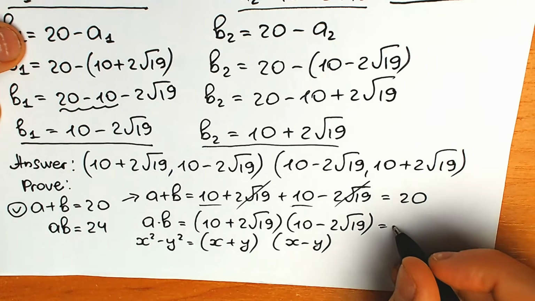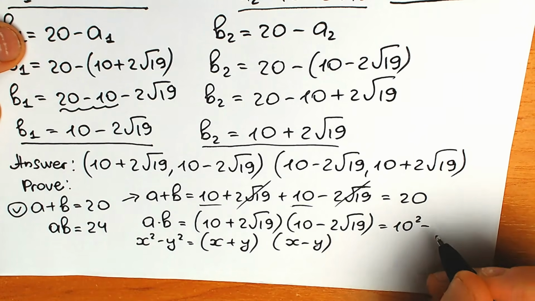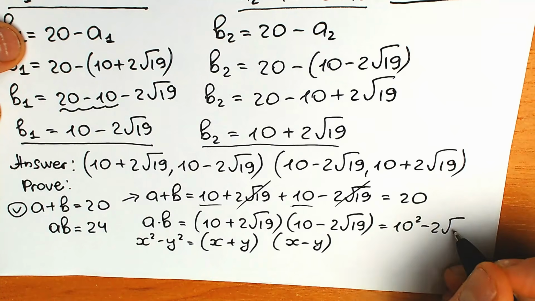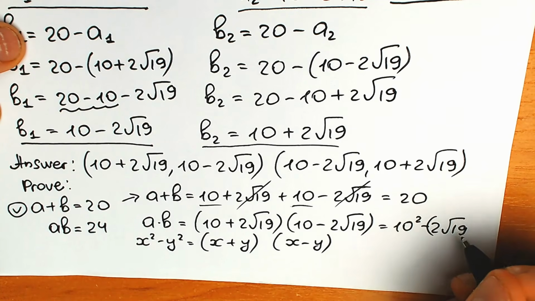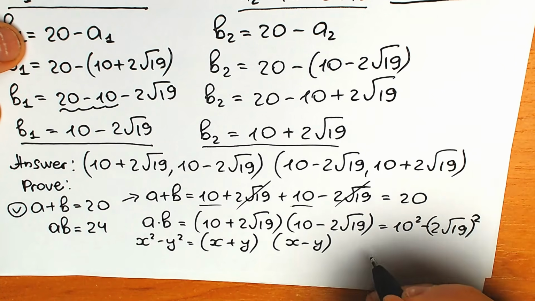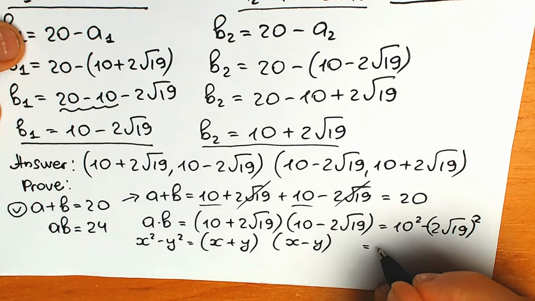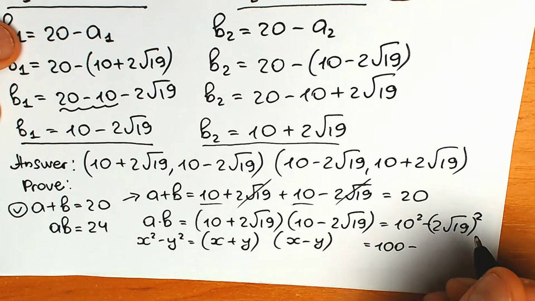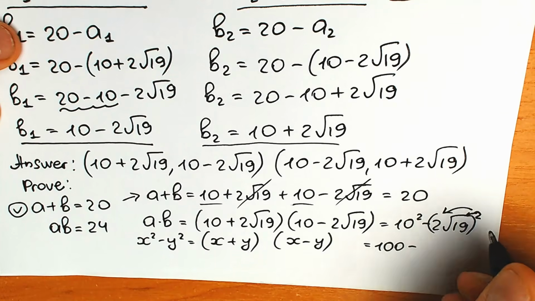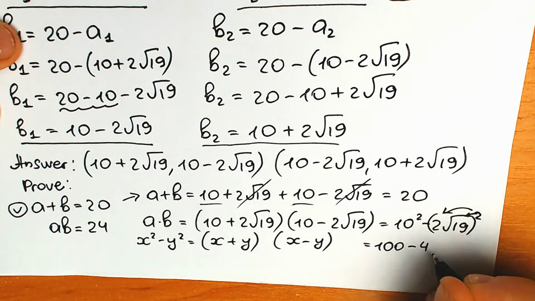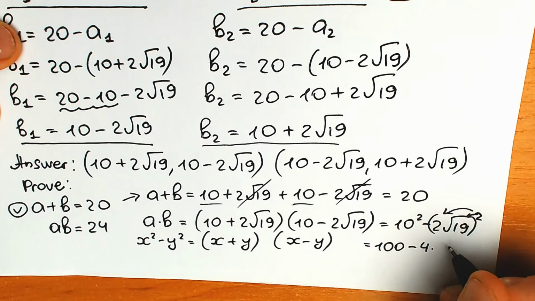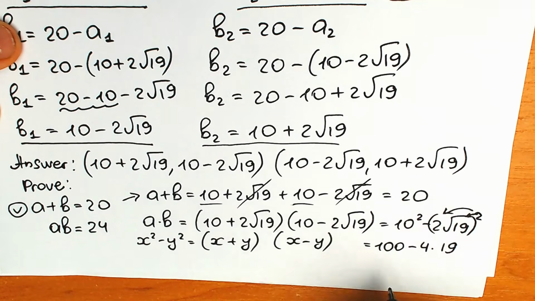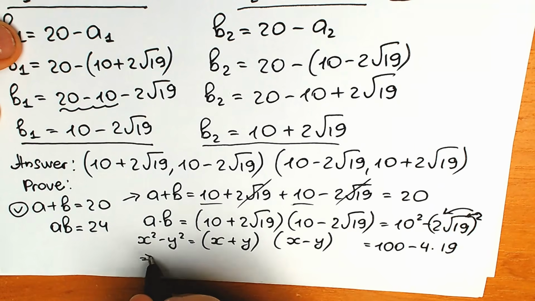So we have 10 squared minus 2 square root of 19 squared. Okay, so 10 squared equal to 100, minus 2 squared. So we need to raise both these elements to the power 2. So 2 squared equal to 4, times square root of 19 to the power 2 equal to 19. So I'm going to continue right here at this place.